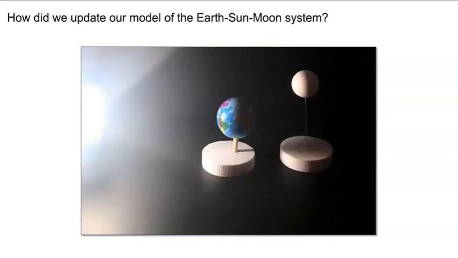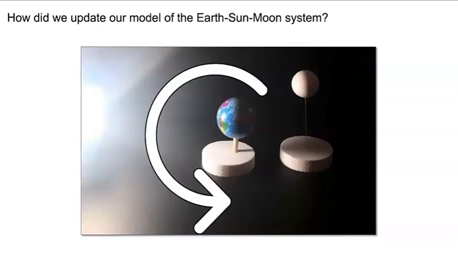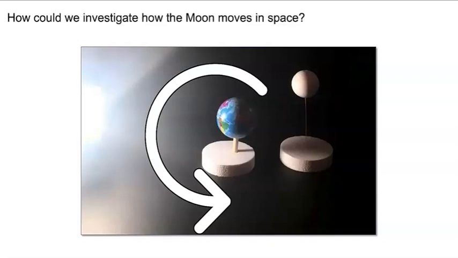So how did we update our model of the Earth, Sun, Moon system? The moon in our model is now moving around the Earth. This movement makes it visible during both daytime and nighttime. I wonder, how can we investigate how the moon moves in space?